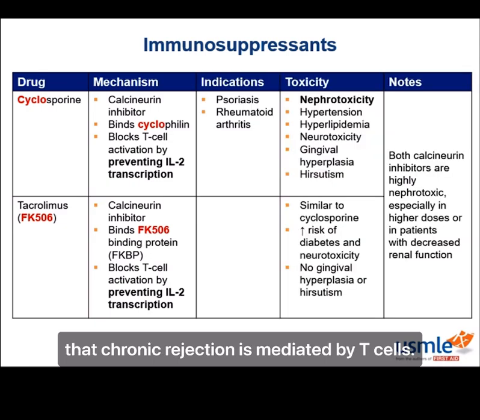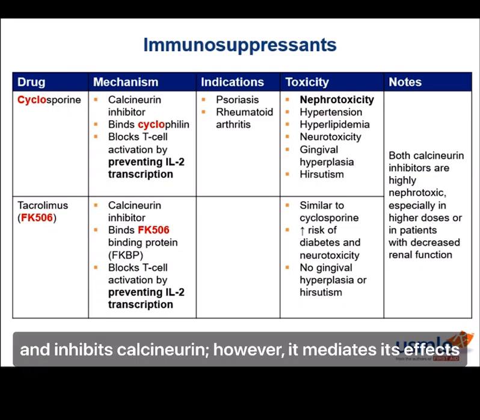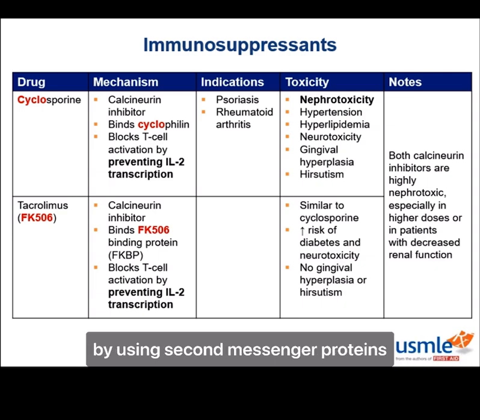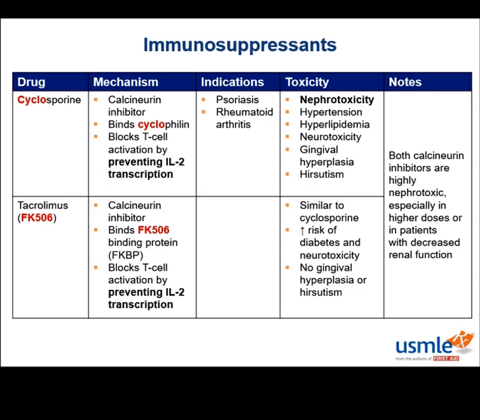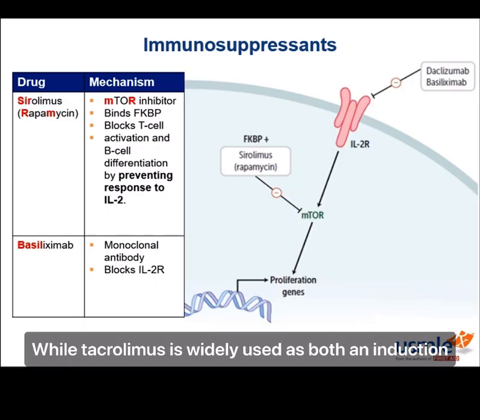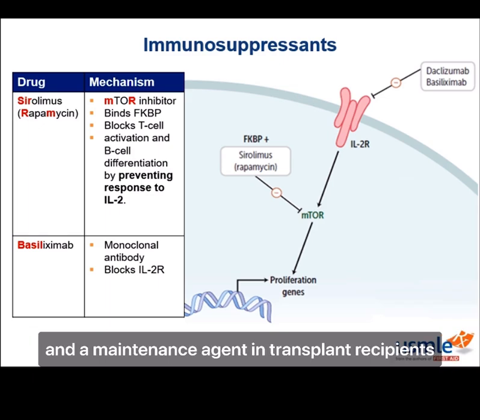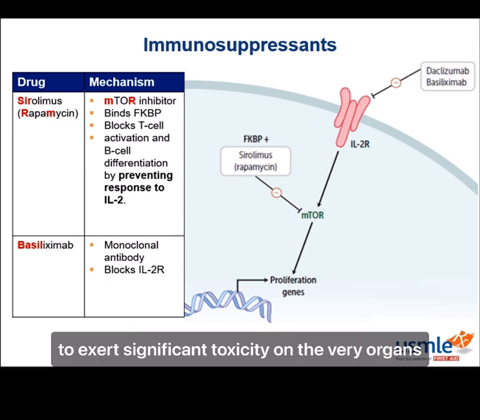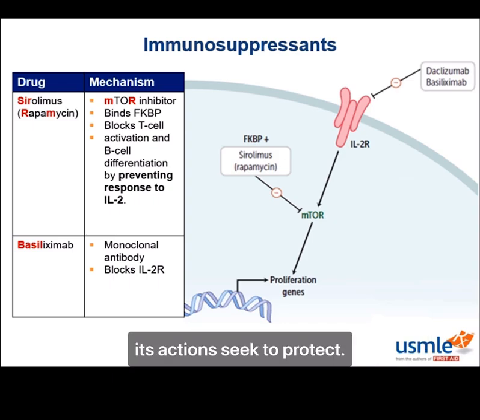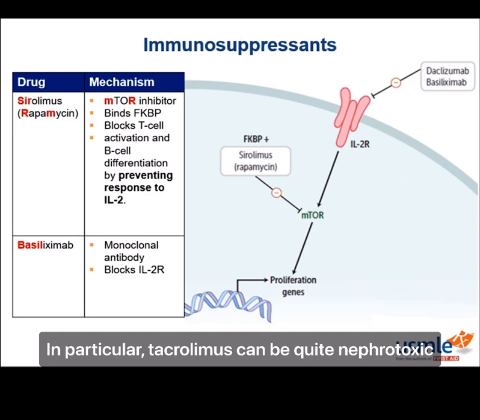Now, cyclosporin has been indicated for use in psoriasis and rheumatoid arthritis. Both cyclosporin and tacrolimus are highly nephrotoxic, especially in higher doses or in patients with decreased renal function. You can see the other toxicities for the calcineurin inhibitors listed here. Now, sirolimus also inhibits T cell proliferation in response to IL-2, but this time by binding to mTOR. It is classically used in combination with other immunosuppressant agents such as cyclosporin and the corticosteroids.